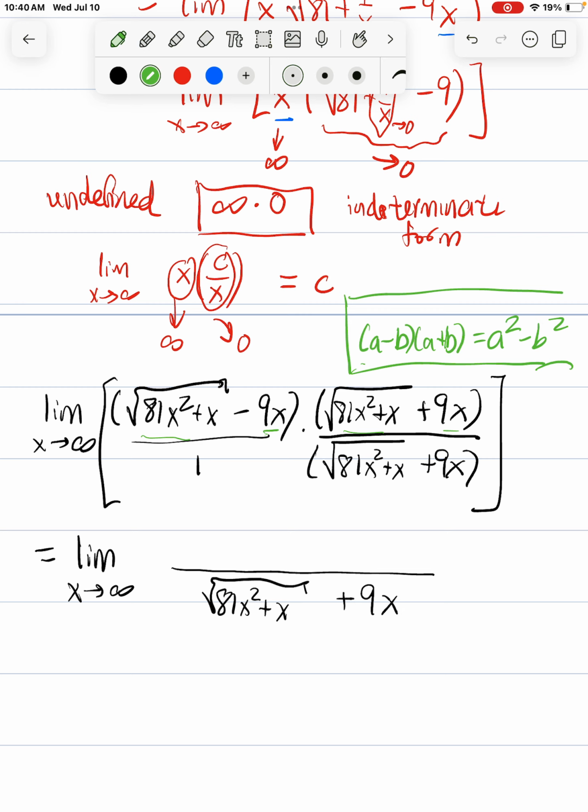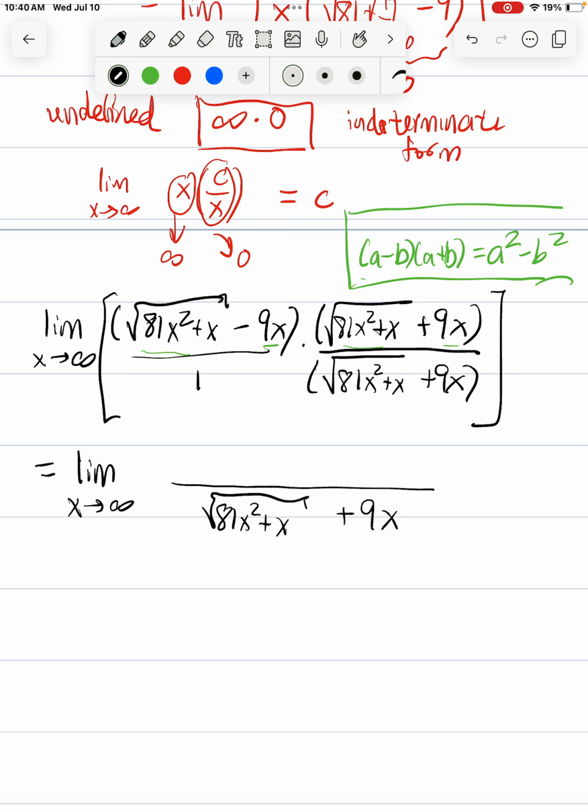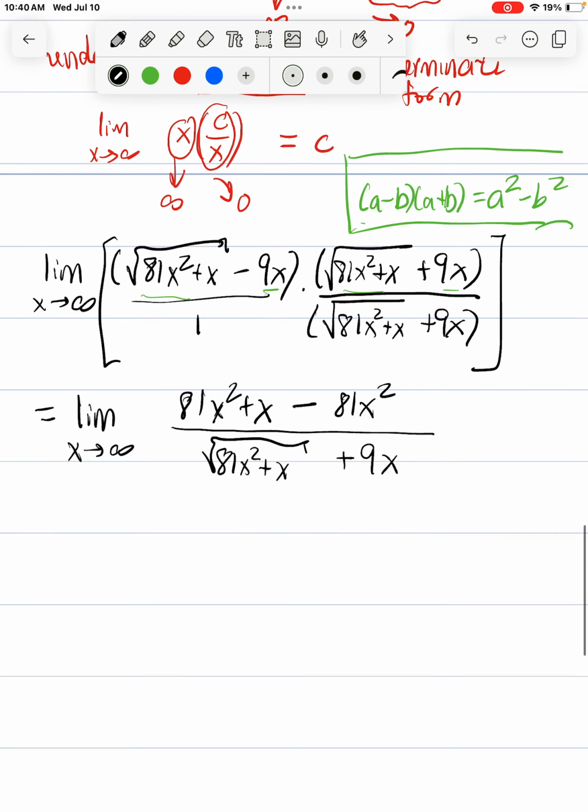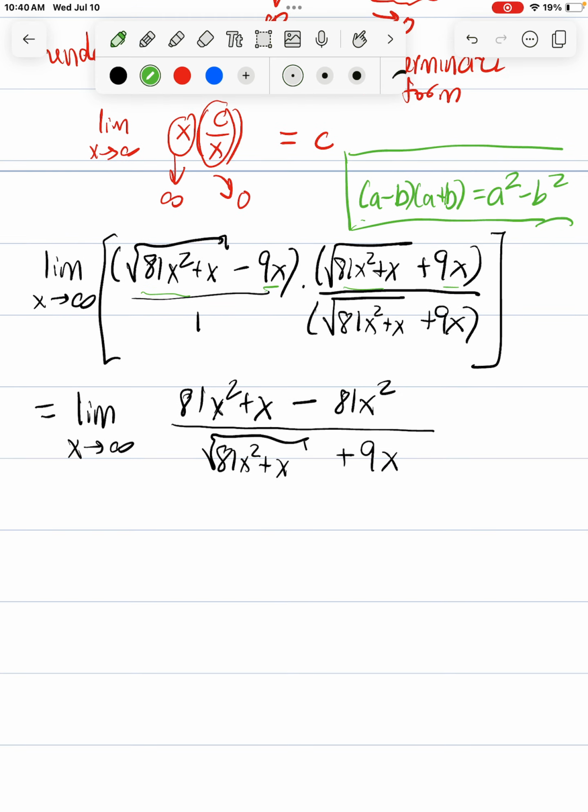Okay. So what you get when you multiply it out is the square root of 81x squared plus x times the square root of 81x squared plus x. So that's just going to give you 81x squared plus x. And then I have a minus b squared, and my b is 9x. 9x in parentheses squared is 81x squared. And now I get some canceling because on the top I have an 81x squared and then a minus 81x squared. That's going to equal 0.